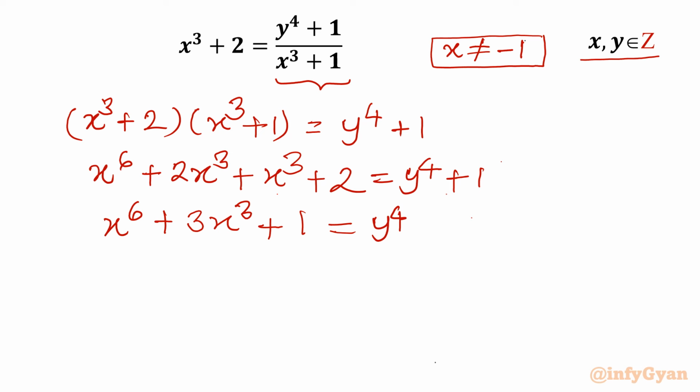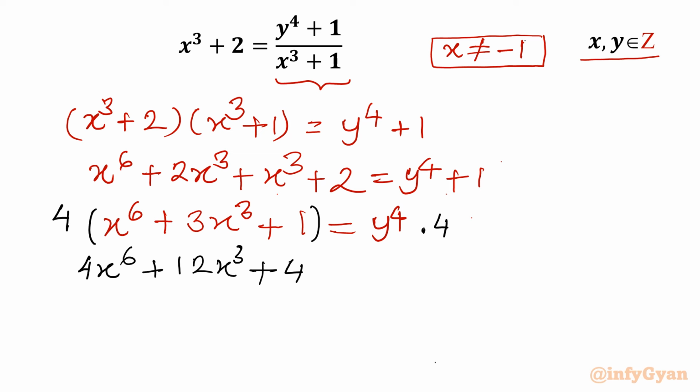Now one manipulation step will come. I will multiply this equation on both sides by 4. See what it will generate. So I can write 4x power 6 plus 12x cube plus 4 equal to 4y power 4. Again, one thing we will do, we will add 5 to both sides. Now 4 plus 5 will become 9.